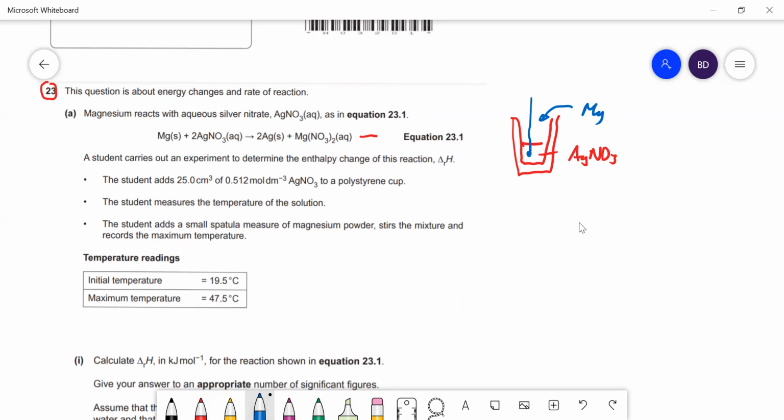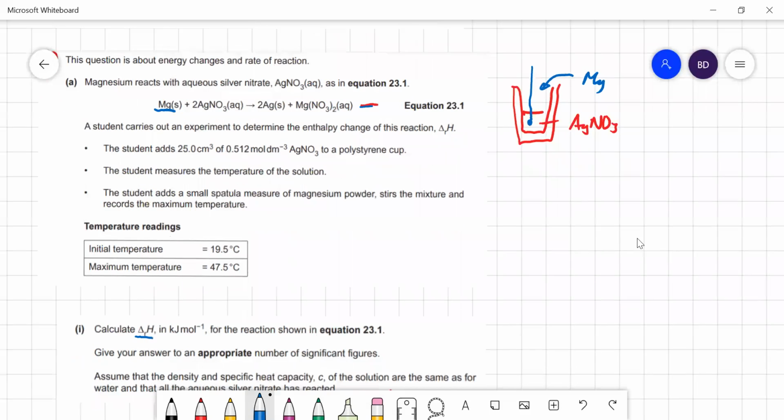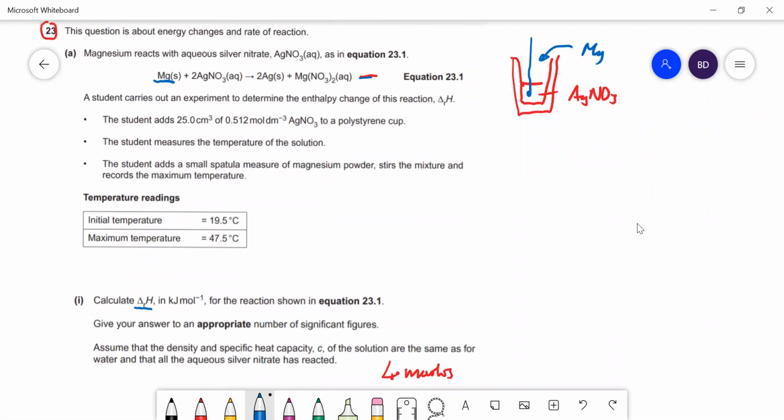Right, what we're going to do is calculate the delta H for the reaction in kilojoules per mole for this equation here, and really we should work it out per mole of magnesium, because there's 1 mole of magnesium in this equation. And it says we can assume that all of the silver nitrate has reacted.